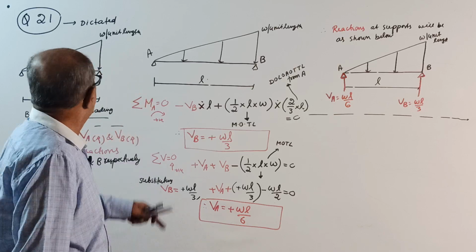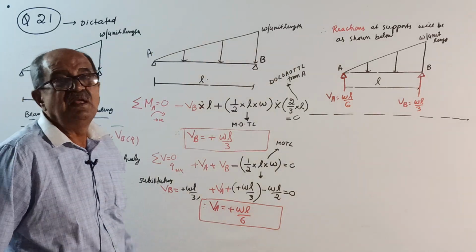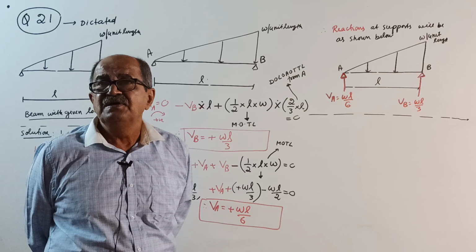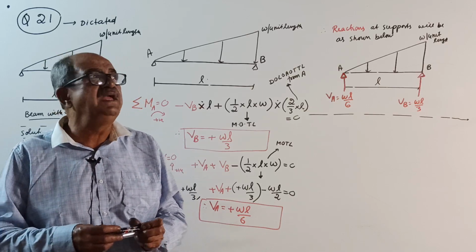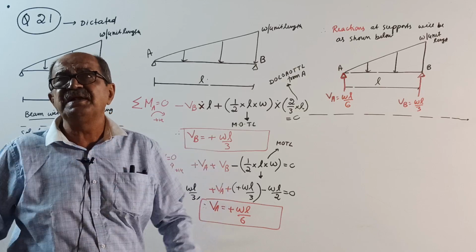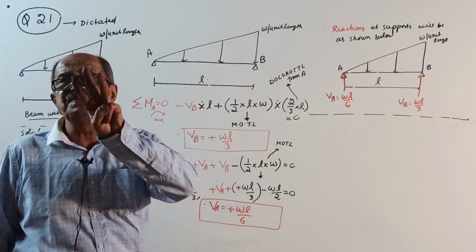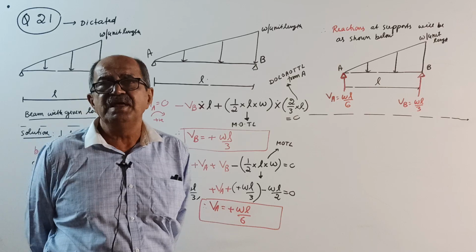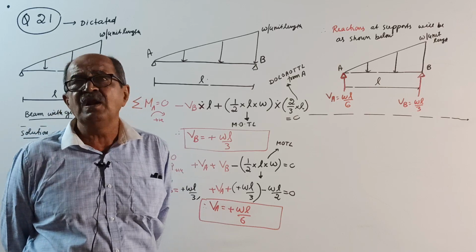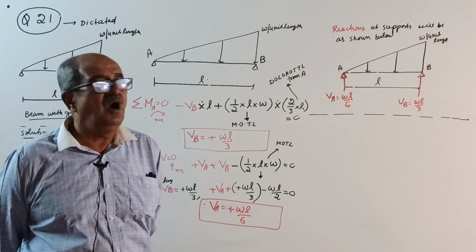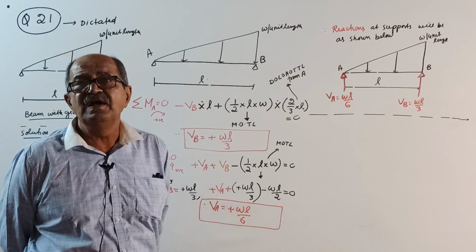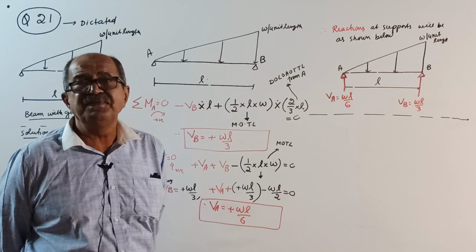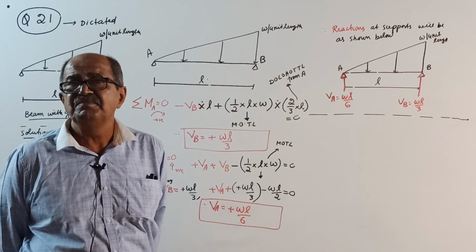Now, you can make a small heading. Now you are considering vertical reactions for a simply supported beam for uniformly varying load represented by a triangle. There are three cases: represented by a right angle triangle, or isosceles triangle, or triangle in general. Today I will consider the one represented by a right angle triangle.